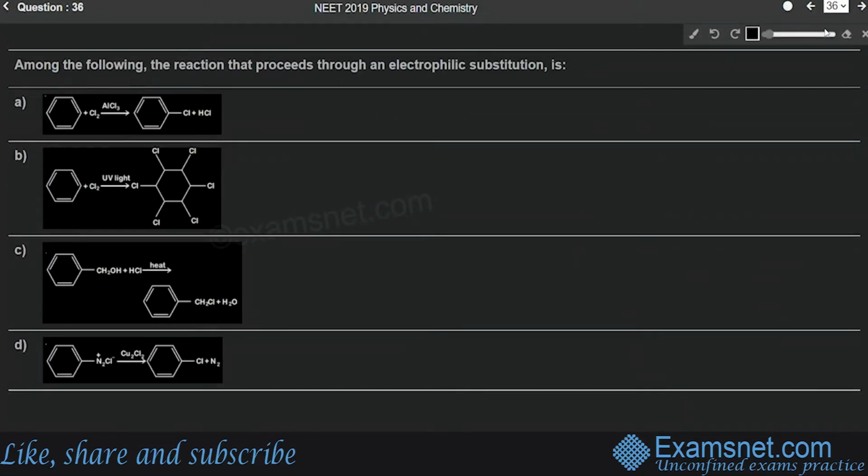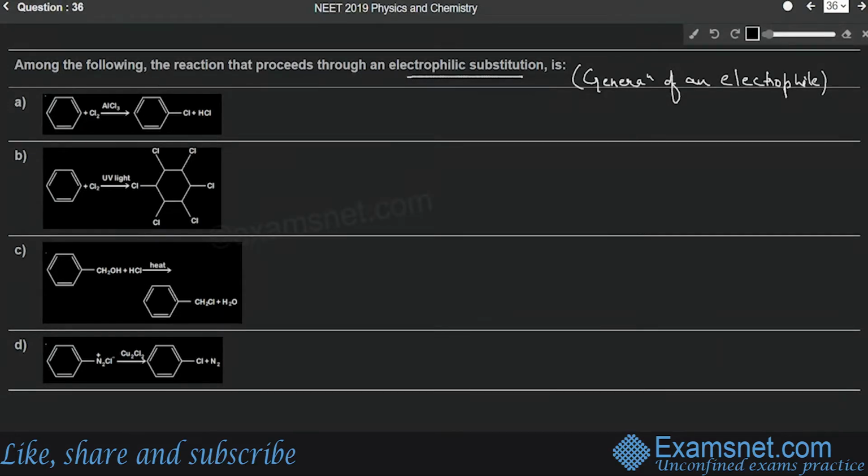Question number 36 is from the chapter Haloalkanes and Haloarenes, and the question is, among the following the reaction that proceeds through an electrophilic substitution is. Okay. So what happens in case of electrophilic substitution? An electrophile is generated. So the generation of an electrophile is the most important step here. After that, this electrophile will carry out the reaction. So let's try to find out the correct answer. First we'll eliminate the wrong ones.